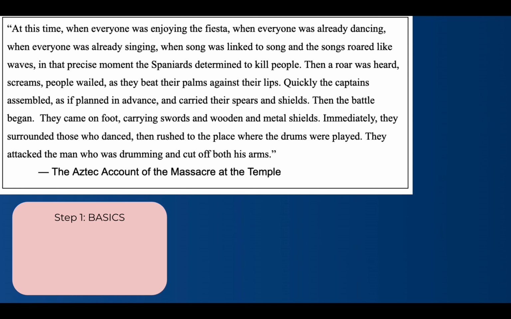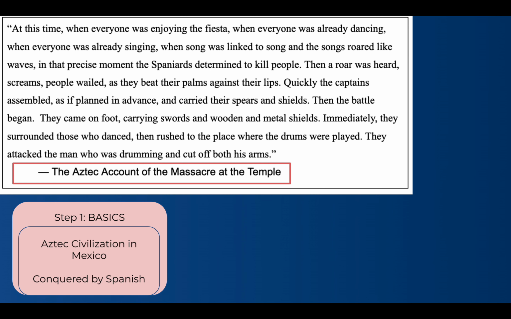Alright, same as the last document. We start off with the basics. What is this thing talking about? We see, again, it's usually either right before or at the end of the document, you get a little piece of information that gives you a starting point. This is an Aztec account. It's coming from the Aztecs, and they're talking about a massacre at one of their temples. So you get some basics. The Aztecs, we know that civilization. We know that they were conquered by the Spanish. There's more you could put there as information you know about this civilization, but this is a really good starting point.